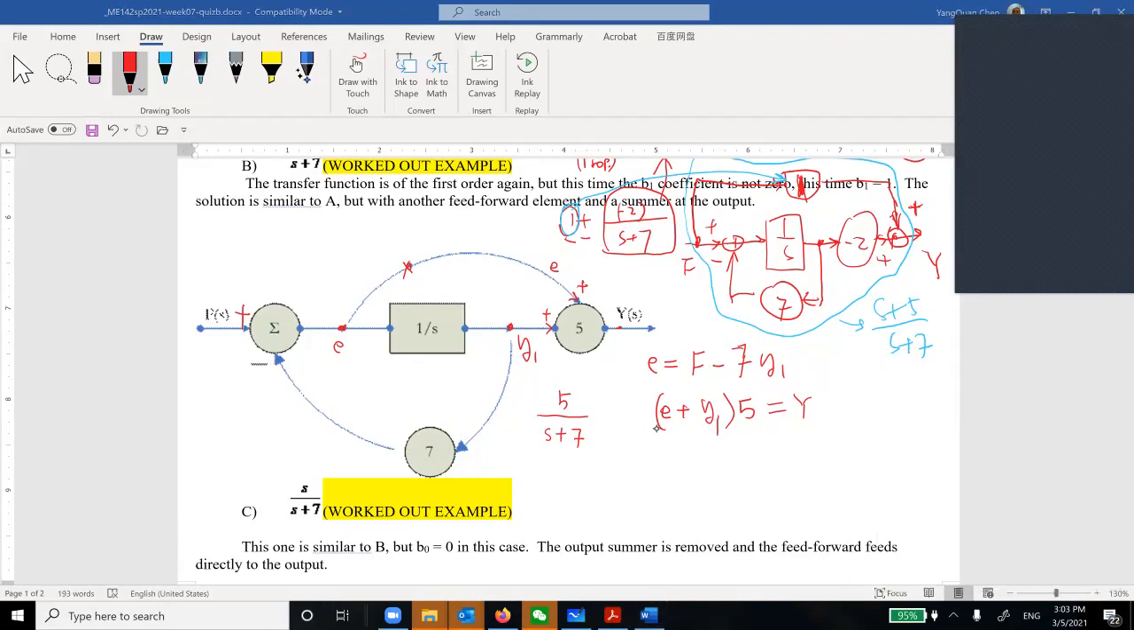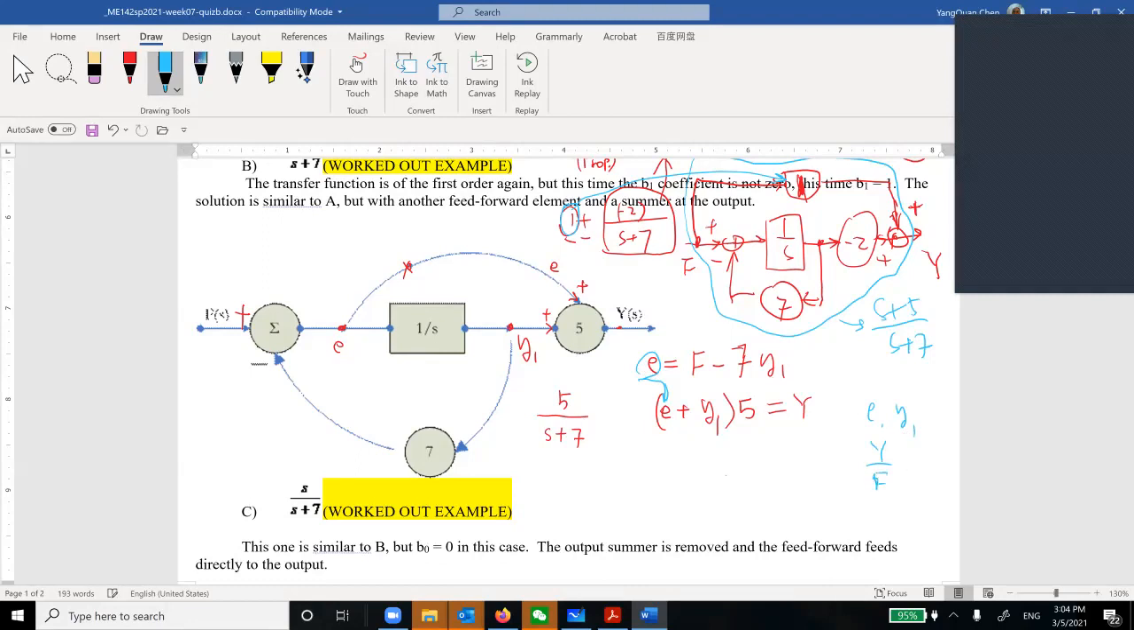So let me pull out this, replace this E into here. So I have F minus 7y1, okay? Wait. So this is no good. Okay. So I need to remove this y1. I need to remove E and remove y1. I only need to care about y divided by F, all right?